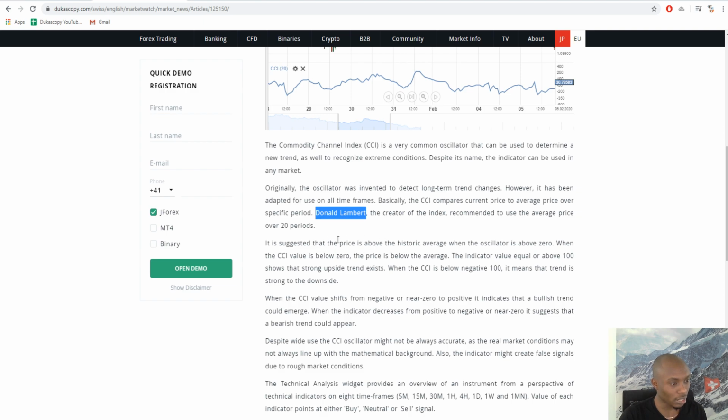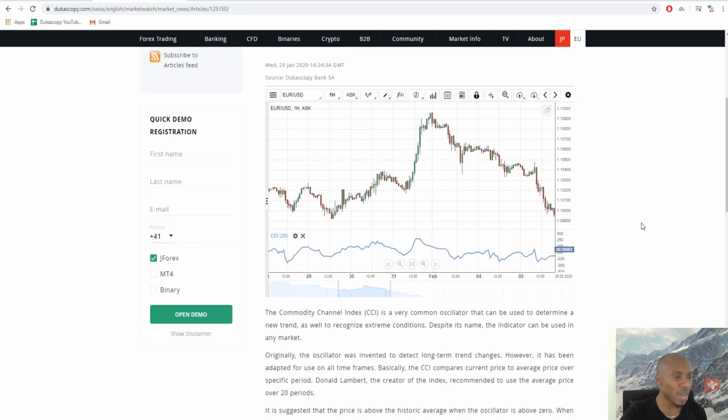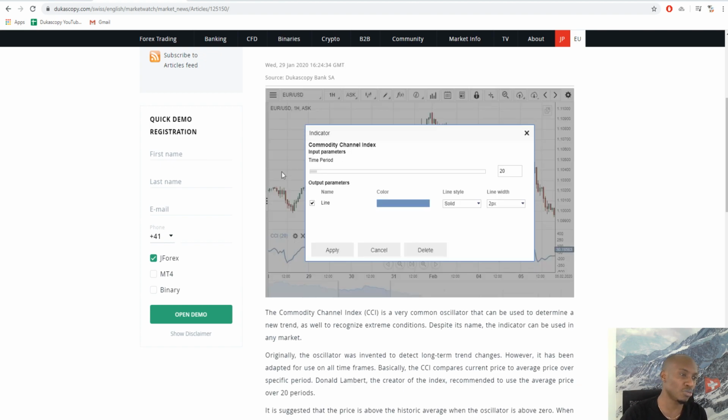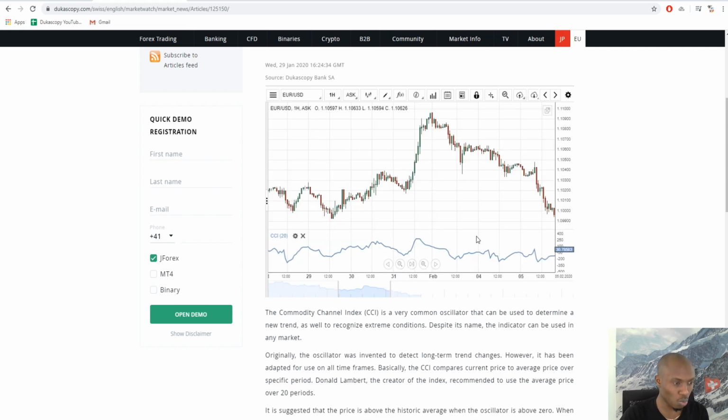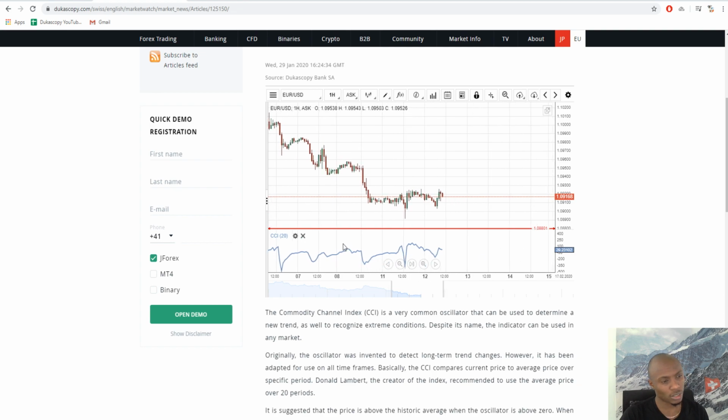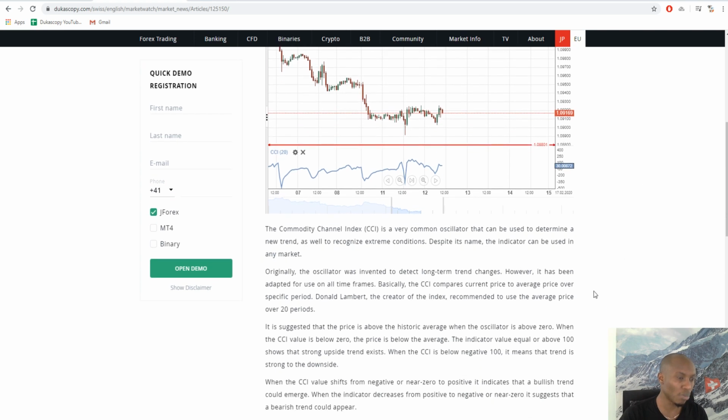So Donald Lambert, the creator of this index, recommends using the average price over a 20 period moving average. The customized period or time frame which the founder of this indicator recommends is the 20 period moving average. 20 periods. That is what he recommended. If you use the 20 period, it looks smooth. I'll come back to this CCI and explain the numbers in a short while.